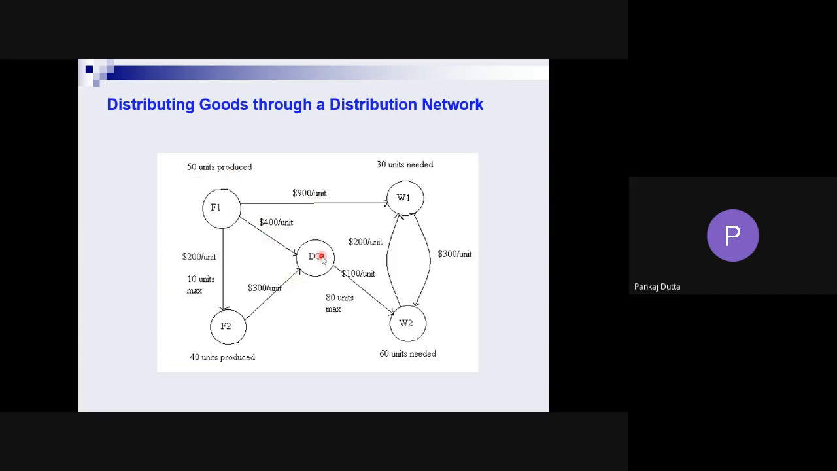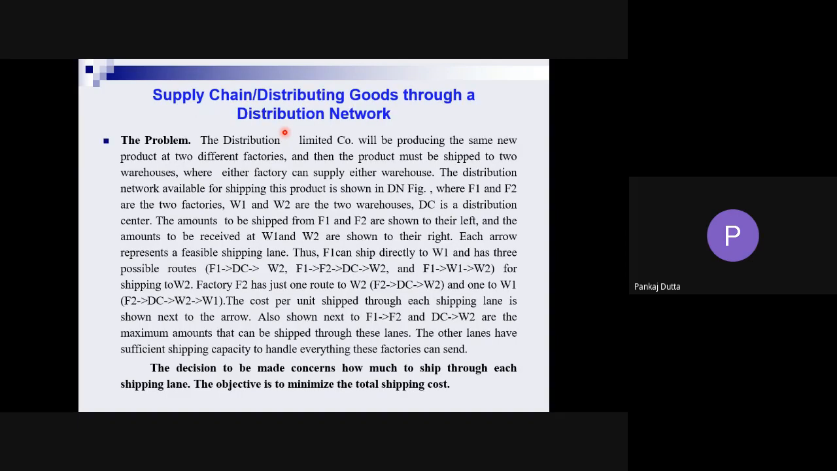Done. Solution is ready. But effectively what you have solved is, with the least cost you have planned a distribution plan. Look at this. You have managed a good distribution planning with the least cost.